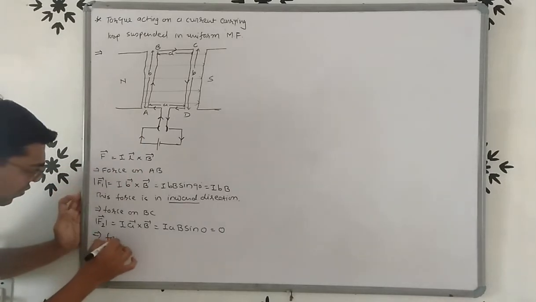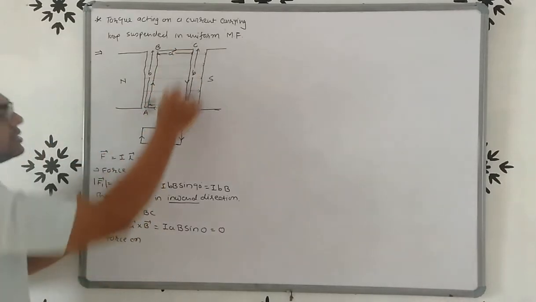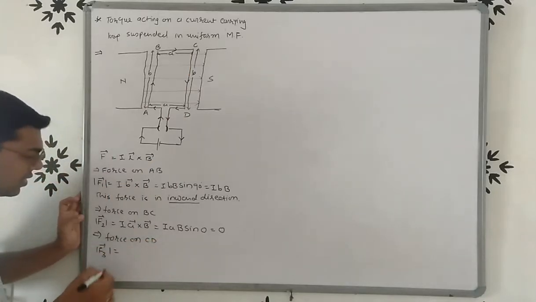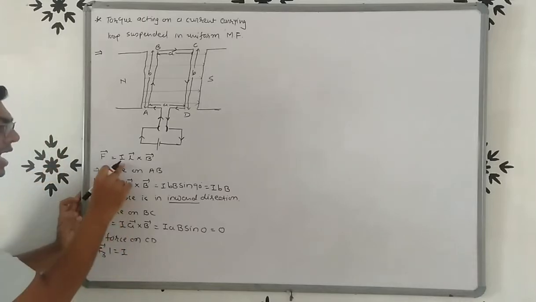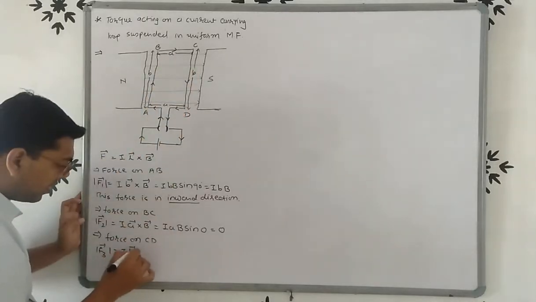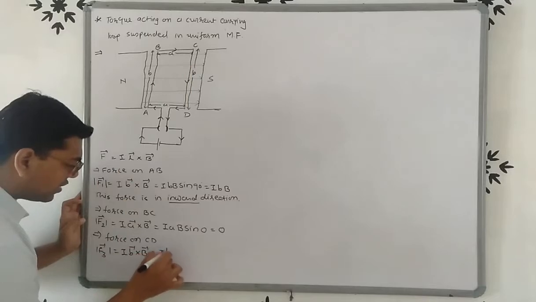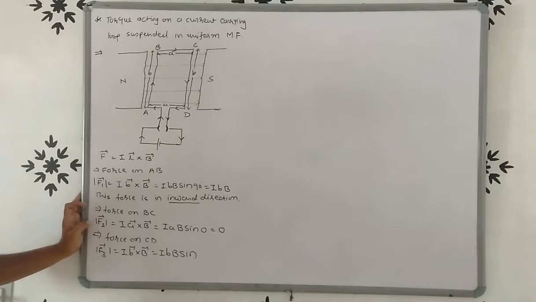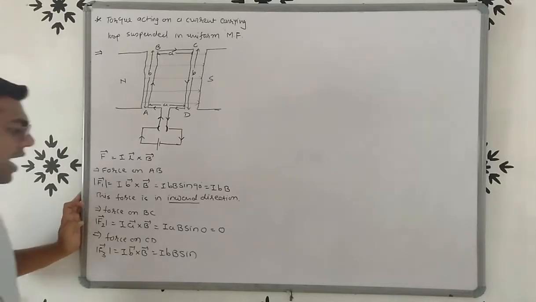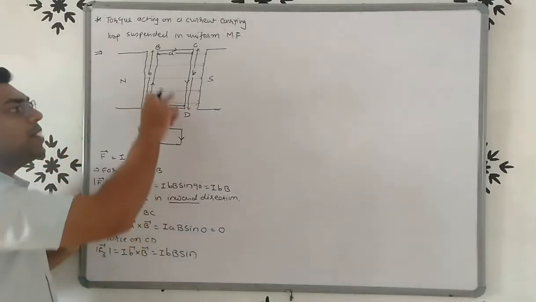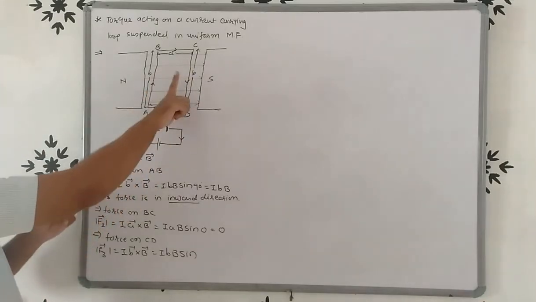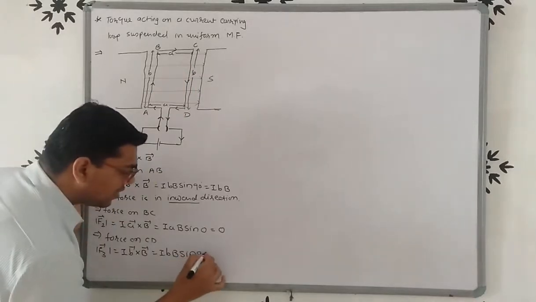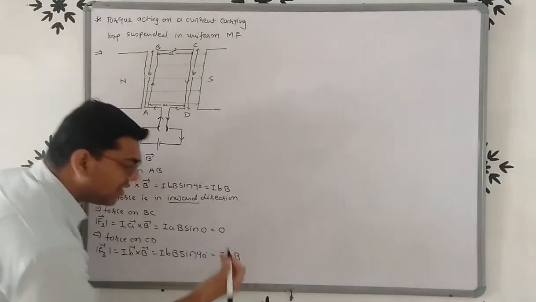Now the force on CD. So the force on CD is F3. The equation will be I, length small b cross capital B. So I small b capital B sin of the angle between this length and the magnetic field. The length is like this and the magnetic field is to the right hand side, so the angle is 90. So the magnitude is I small b capital B.